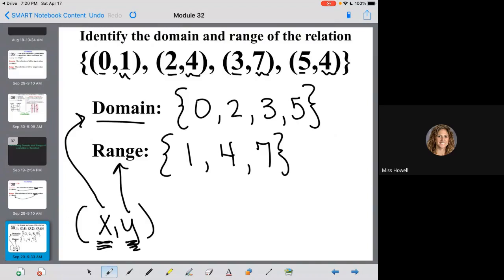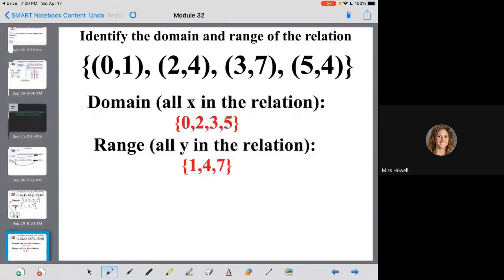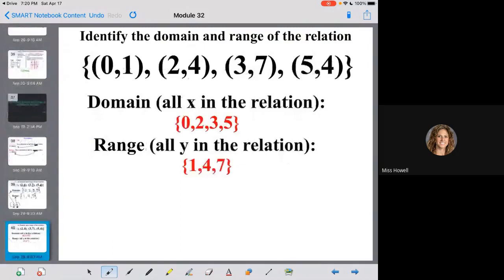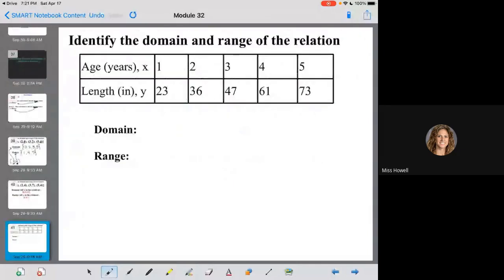All right, and we should have something that looks like this. 0, 2, 3, and 5 for our domain, and 1, 4, and 7 for our range. Again, when we're working with discrete values, which are individual ordered pairs, identifying the domain and range are pretty simple. So let's look at another one.